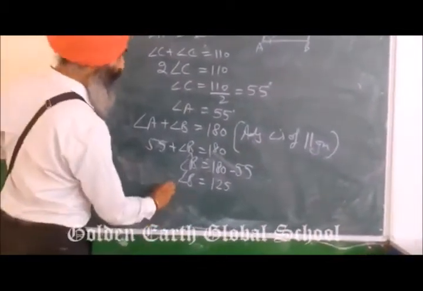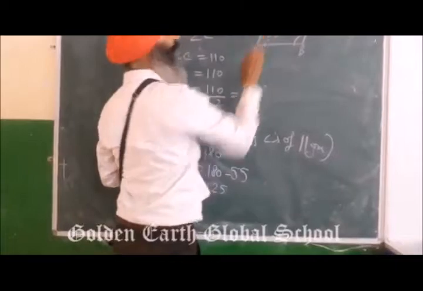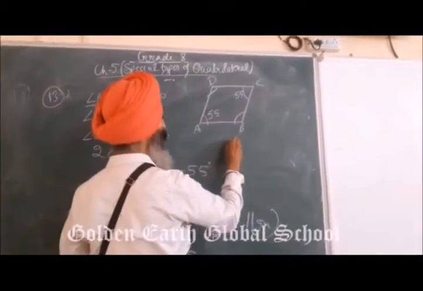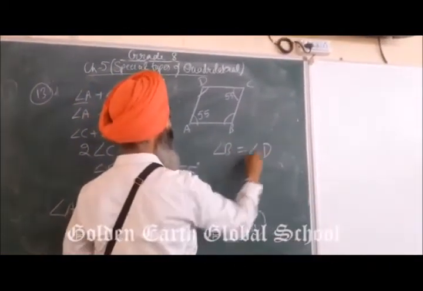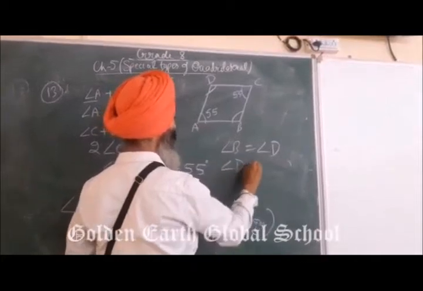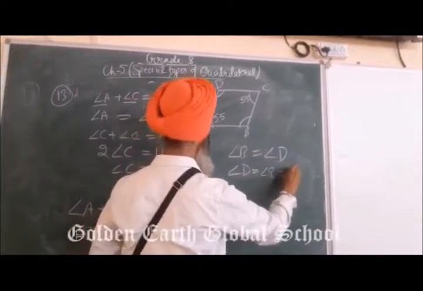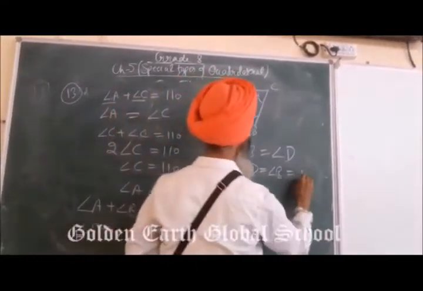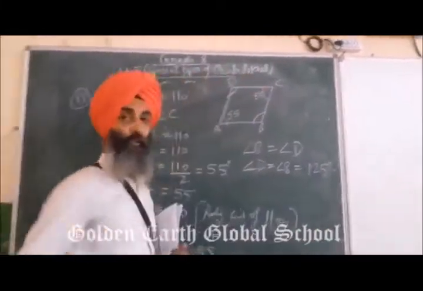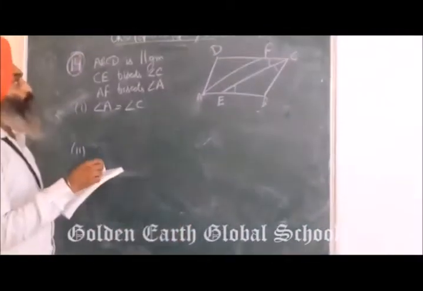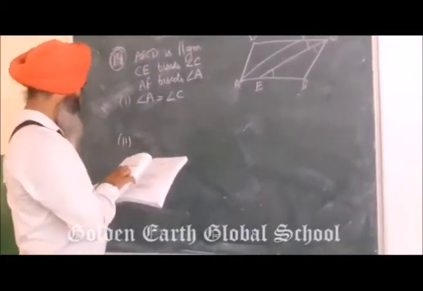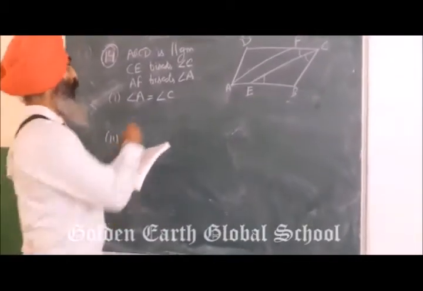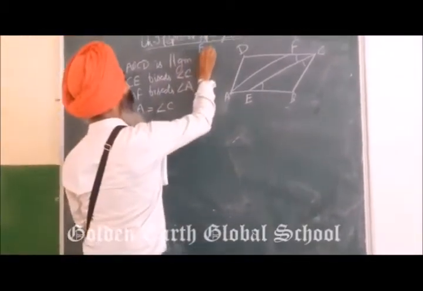Okay. So now angle B is also equal to angle D because they are parallelogram. So angle B is equal to angle D. So it means angle B or angle D is equal to 125. Okay everyone. So student, this is the 14th question of exercise 5A.